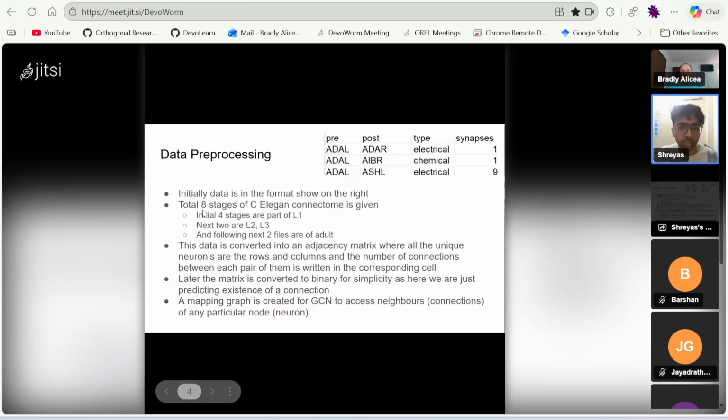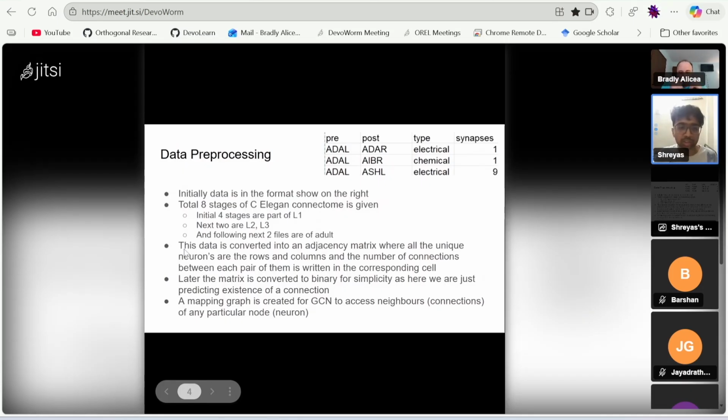So, the data pre-processing. The initial data is in the format shown on the right. This is the initial data which I had. In total, 8 stages of C. elegans connectomes are given. The initial 4 stages are a part of the L1. The next 2 are L1, L2, L3. And the 7th and 8th files of data are the adult. This was written in a paper.